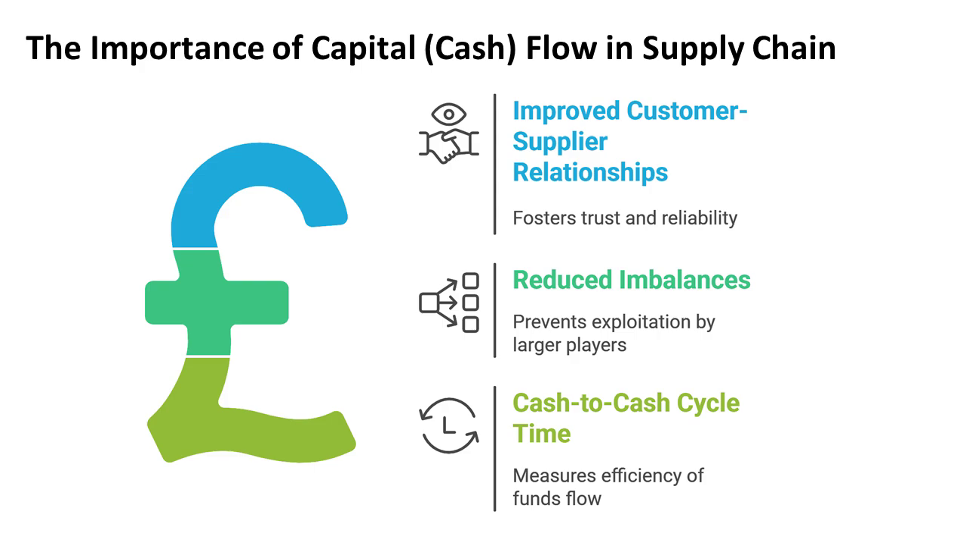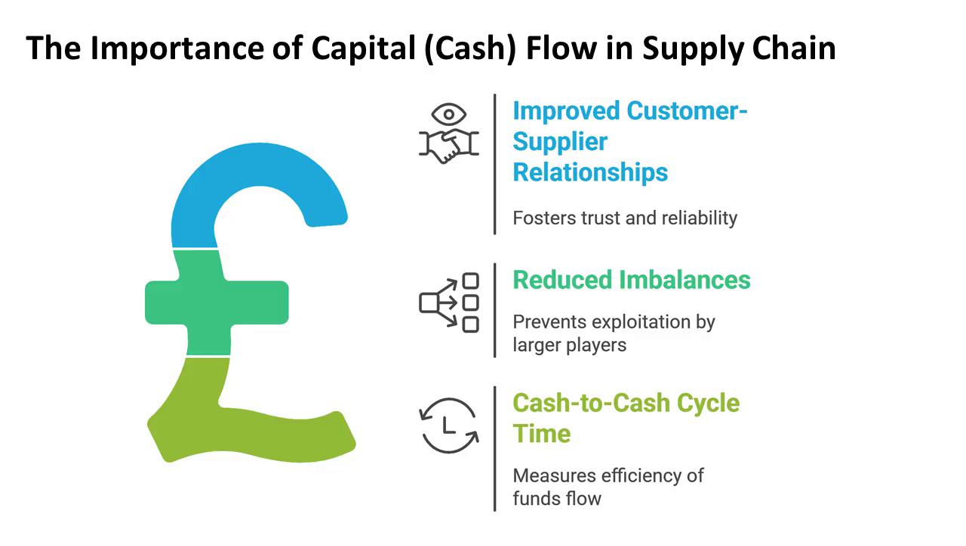How so? What are the bigger benefits? Well, for one, improving the promptness and transparency of payments really improves customer-supplier relationships. Think about it. If a supplier knows they'll be paid reliably and on time, their perception of risk goes down. Right, less uncertainty for them. Exactly. And that encourages better communication, maybe even better forecasting. They can operate with less buffer inventory because they're not constantly worried about cash flow gaps.